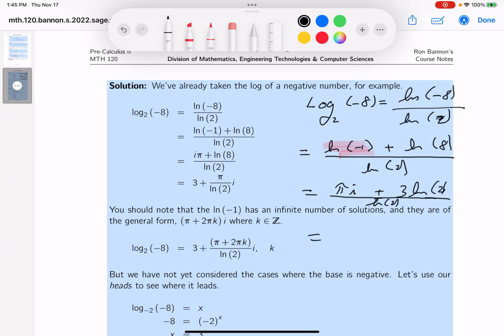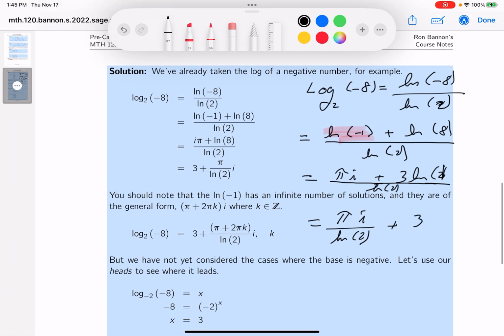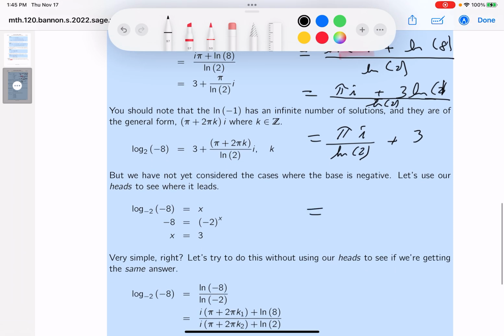And so if you wrote this answer down, what would you get? Let's see, you get pi i over the natural log of 2. And then the natural log of 2 divided by the natural log of 2 is just 1, so the 3 remains. So in the form your teachers told you, it would be 3 plus some multiple of i, and that's going to be pi over the natural log of 2 times i. And is that answer being listed? It is. It's right over here. All right?